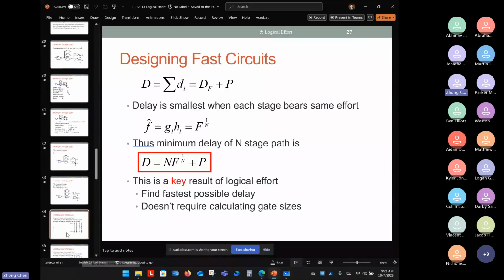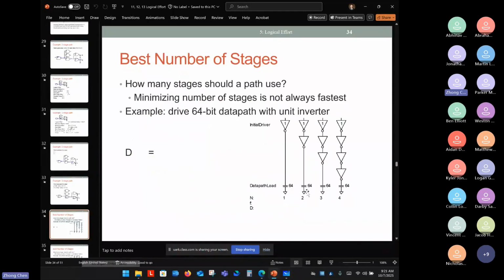In this case, we know the input size, we know the output capacitance, we know the topology. There's no branching effort. This is all inverter, so we don't have to calculate the G as well. The G and P are all equal to 1, no matter what size it is. So let's do a calculation to estimate the delay time, all right?